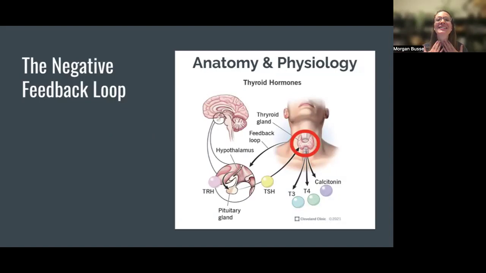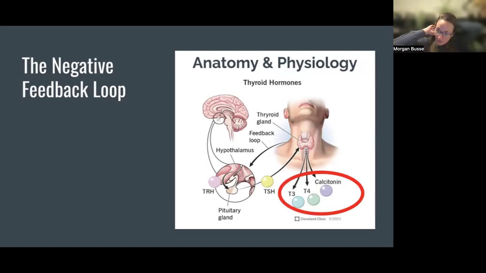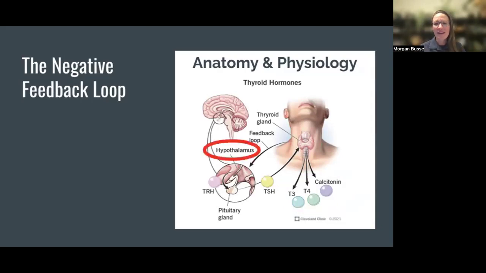Remember, the thyroid is a gland that sits in the middle of our upper trachea between the second and third tracheal rings. It produces hormones T3 and T4, also calcitonin, but for today's purposes, let's focus on T3 and T4. These hormones are responsible for regulating our basal metabolic rate, our energy expenditure, and they affect things like our temperature and our heart rate.